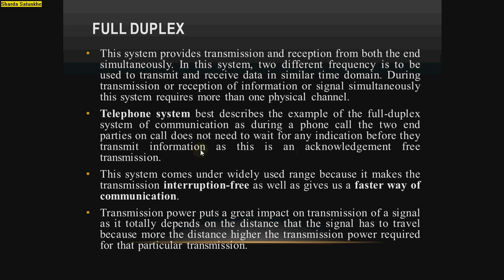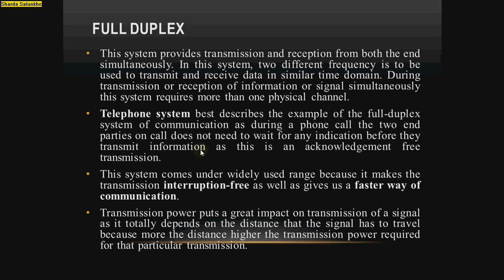Now turn to the full duplex system. This system provides the transmission and reception from both ends simultaneously. In this system, two different frequencies are used to transmit and receive the data in the same time domain. Transmitting and receiving the information or signals simultaneously in this system requires more than one physical channel.